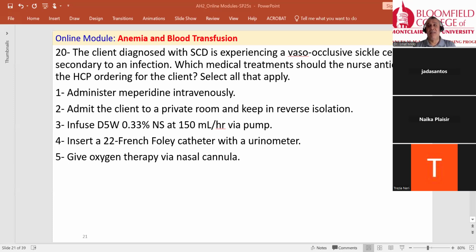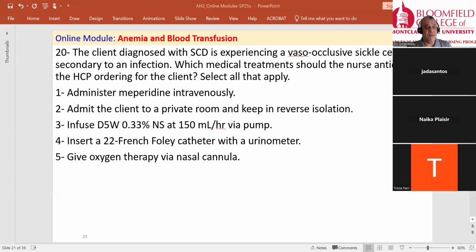Vaso-occlusive sickle cell crises. Number one, for management of patients with sickle cell disease, especially the crises episodes like this from the OB-PEDS or PEDS course. Number one, nursing management. The first thing you would do: fluids. Give fluids. Yes, exactly.